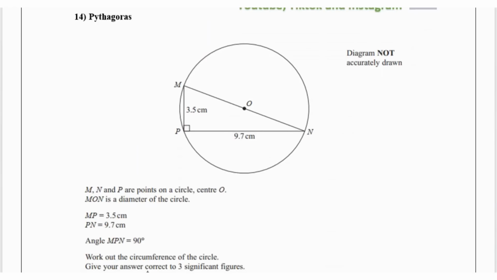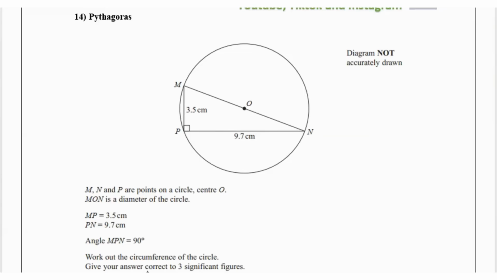So if MON is the diameter and this is a right angle triangle over here, they've given us two lengths, MP and PN. So we can easily use Pythagoras to find the length of MN, which is your diameter. And as we know, half of the diameter is your radius. We can easily use that to find the circumference. So first, let's begin with finding MN.